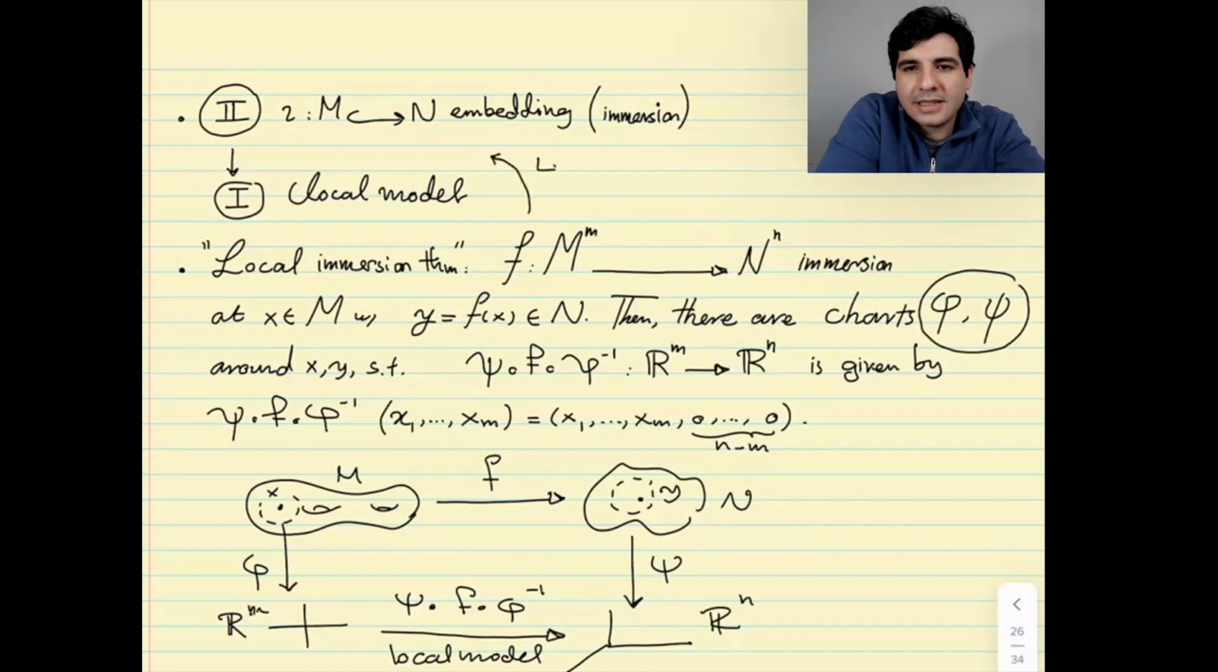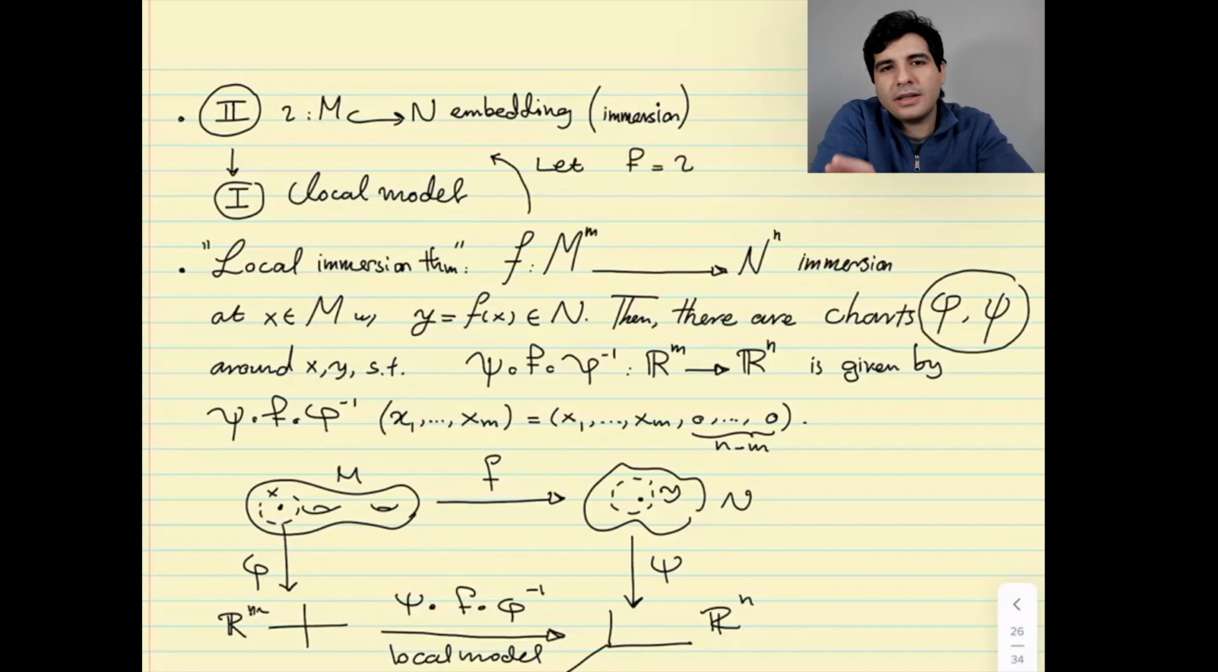So the whole point is that we should find phi and psi, right? If we prove the local immersion theorem by finding suitable phi and psi, then by just letting f be iota, we get what we want.